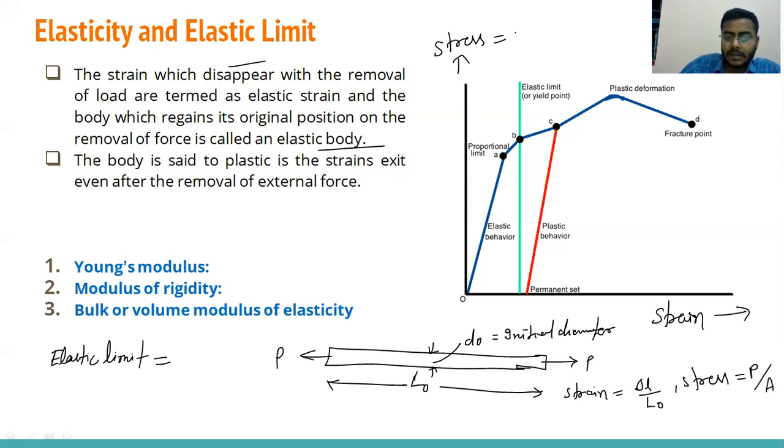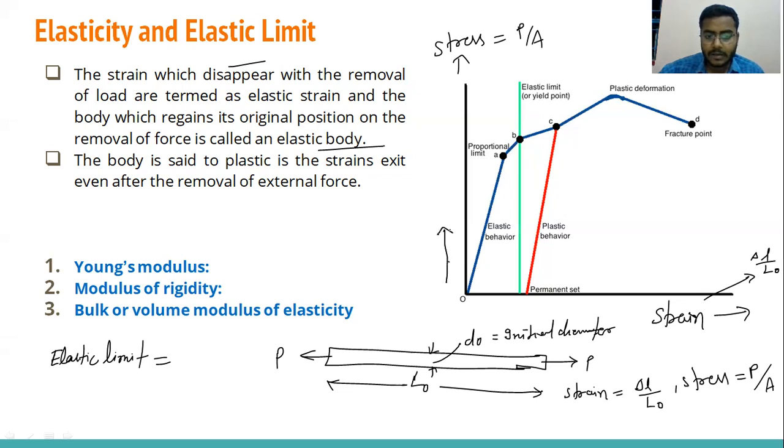So in the figure, the vertical axis is stress, P by A, and the horizontal axis is strain, that is delta L by L, the ratio of change in length to the original length. When you increase the load, you are increasing the stress, and the strain is also increasing. You can see the graph is linear.